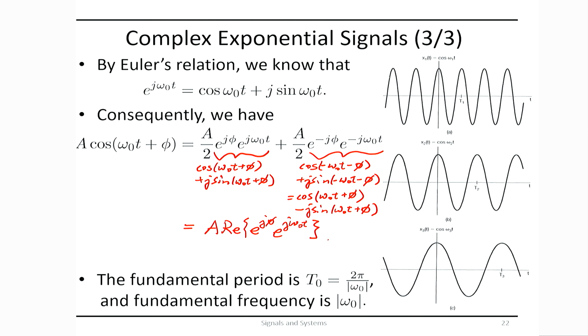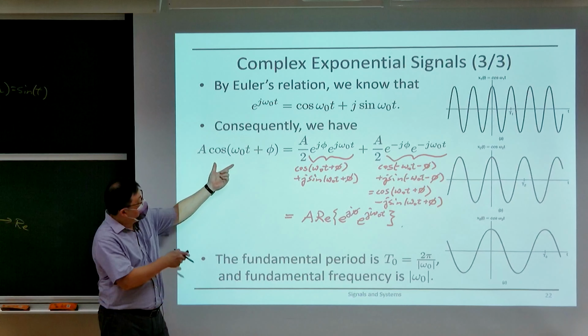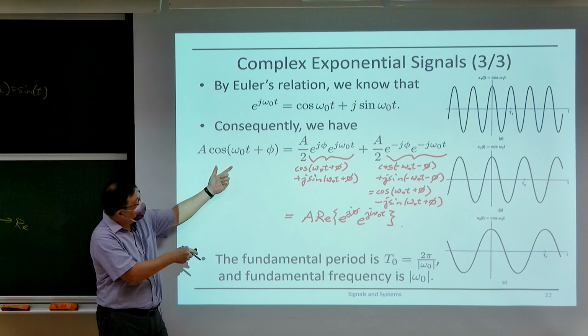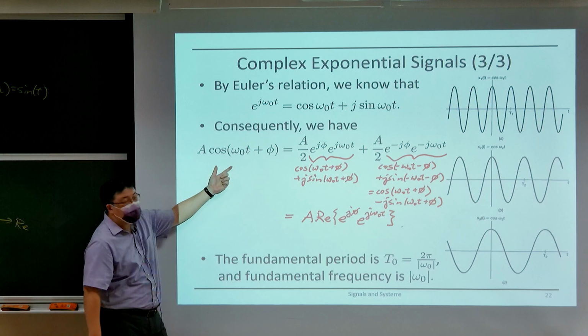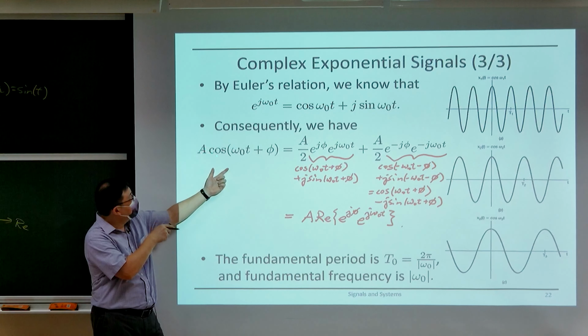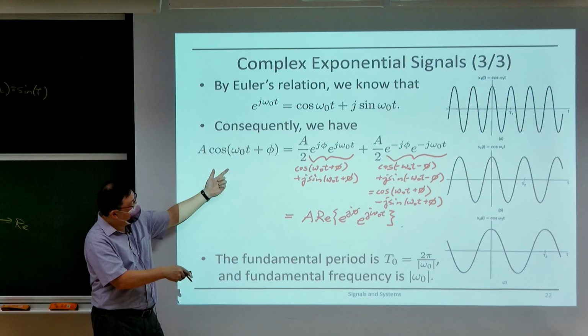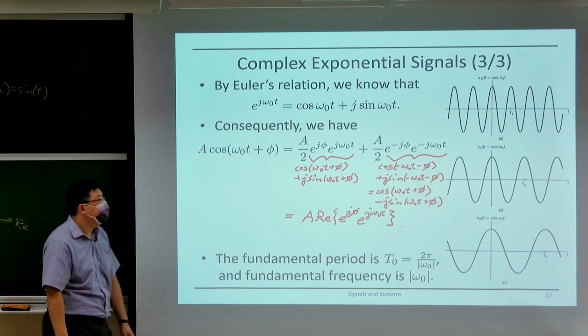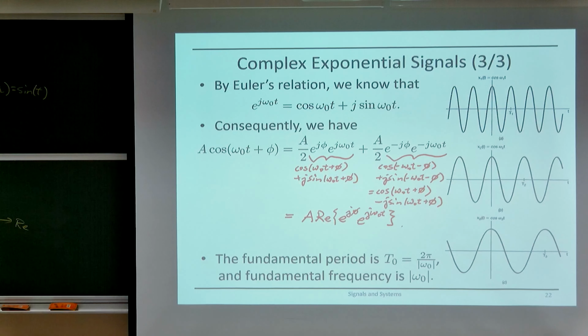Okay, sorry. Right, so cosine is just the real part of this, right? So I can write this as A times cosine, which is the real part of this, okay?